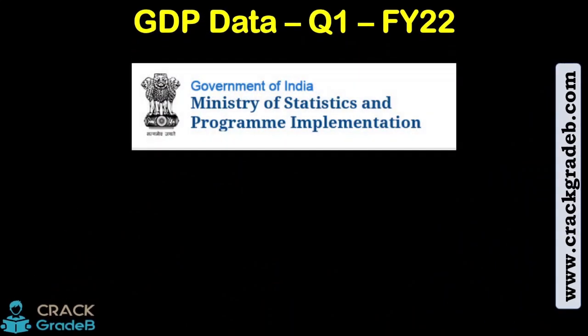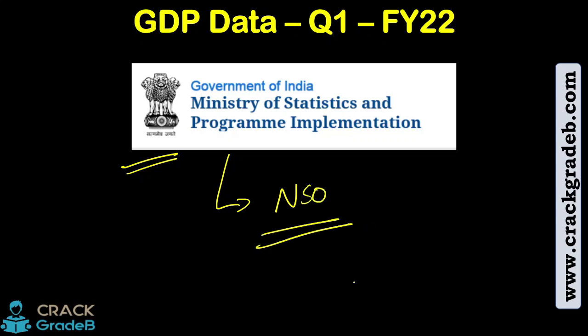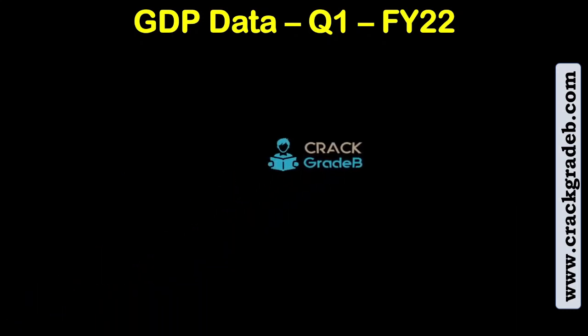First thing first, who released this data? It is being released by MOSPI, the Ministry of Statistics and Program Implementation. Under this ministry there is an office called the National Statistical Office, NSO, and NSO is doing all the things under the Ministry of Statistics and Program Implementation. So I hope you already know this. Now let us start the lecture.